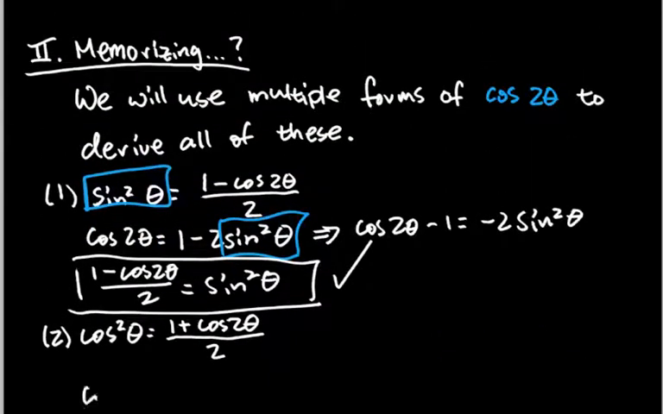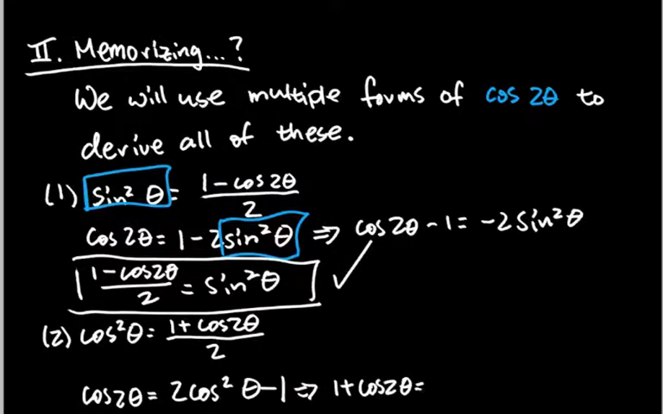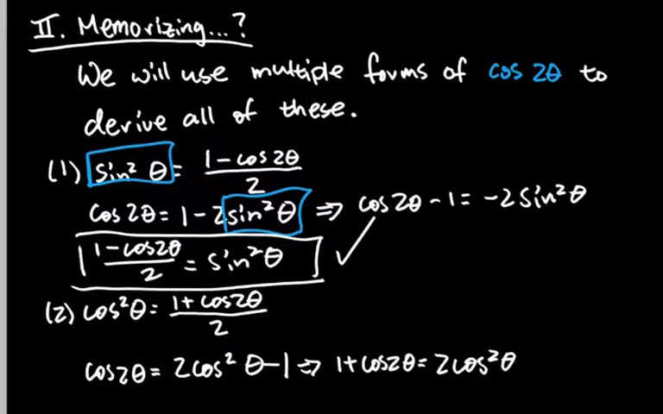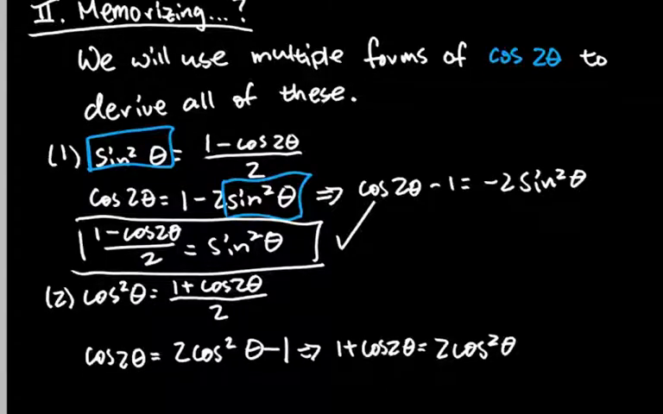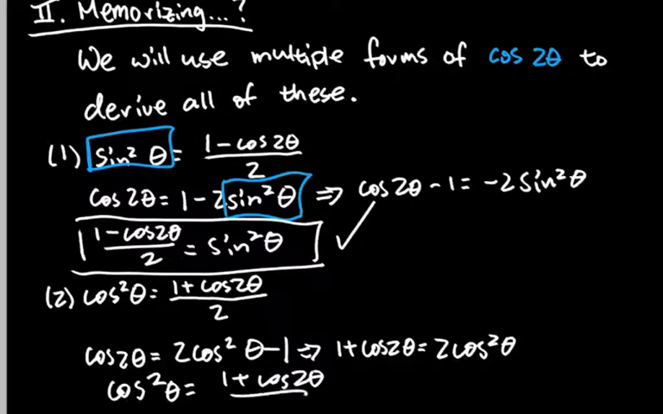Alright, so the other one that we're going to apply is just going to be the one that's not the one we already did. So cosine 2 theta equals 2 cosine squared theta minus 1. Add 1 to both sides. We get this. And then if we just divide both sides by 2, we end up with cosine squared theta equals (1 plus cosine of 2 theta) divided by 2.